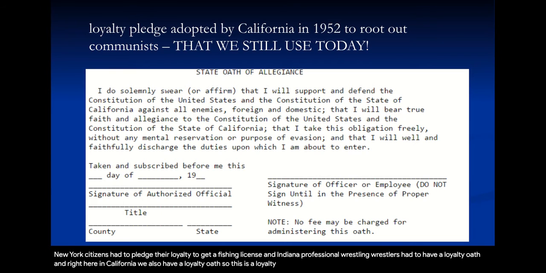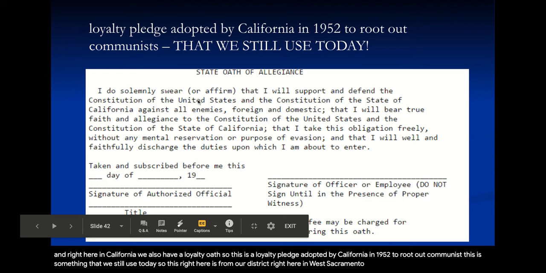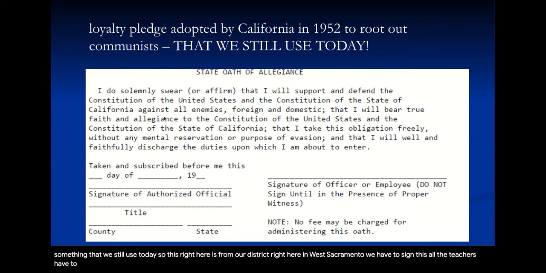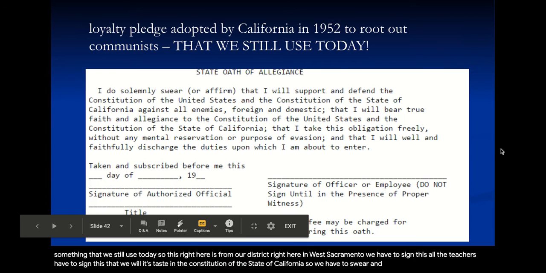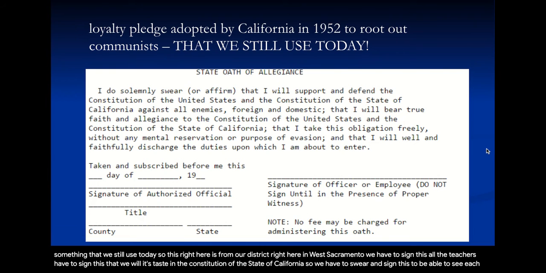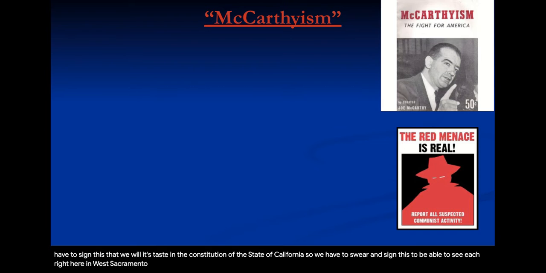So, this is a loyalty pledge adopted by California in 1952 to root out communists. This is something that we still use today. This right here is from our district right here in West Sacramento. We have to sign this. All the teachers have to sign this, that we will swear to support and defend the Constitution of the United States and the Constitution of the state of California. So, we have to swear and sign this to be able to teach right here in West Sacramento.